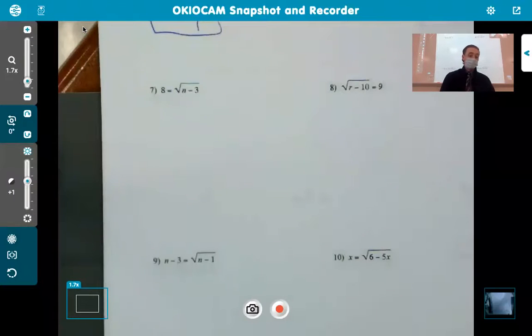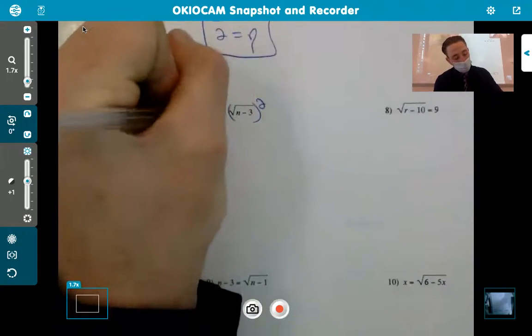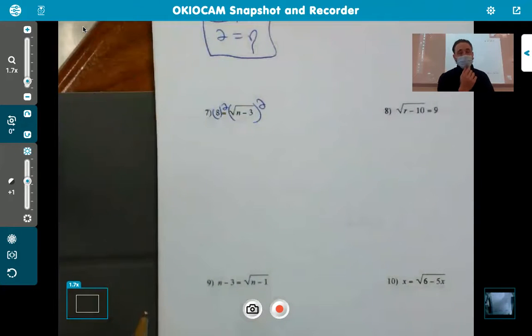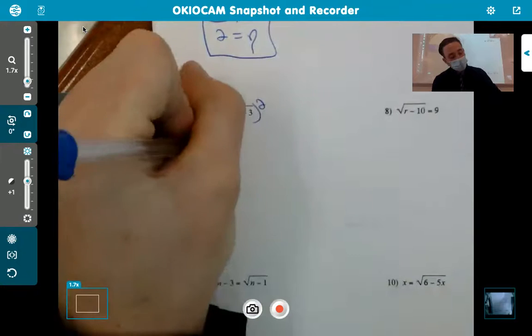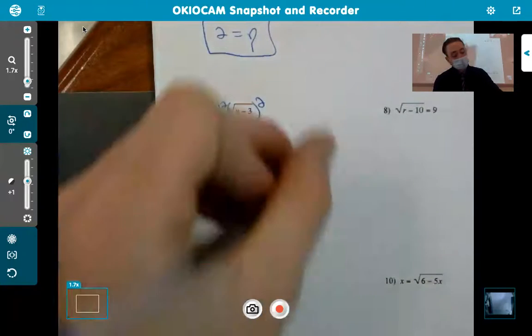Similar example with number 7. Notice that I don't just have my variable by itself underneath my square root, but the first question again is, is my square root isolated? Yeah, right. So what can I do on both sides to start? Square it. 8 squared gives me what? 64. On the right-hand side, what's left over? N minus 3.